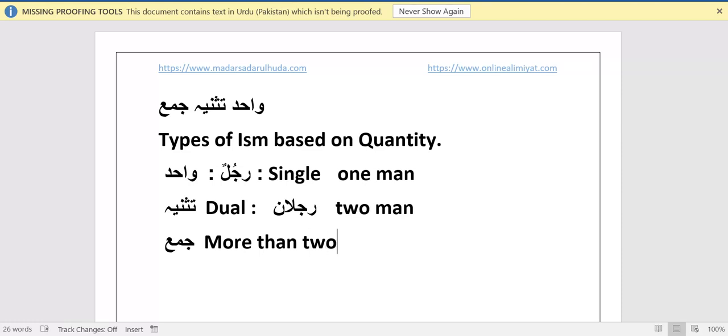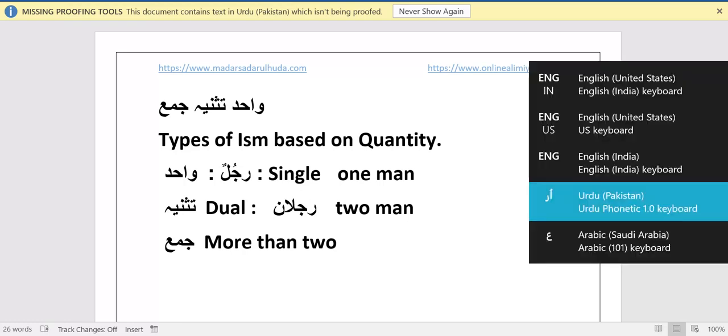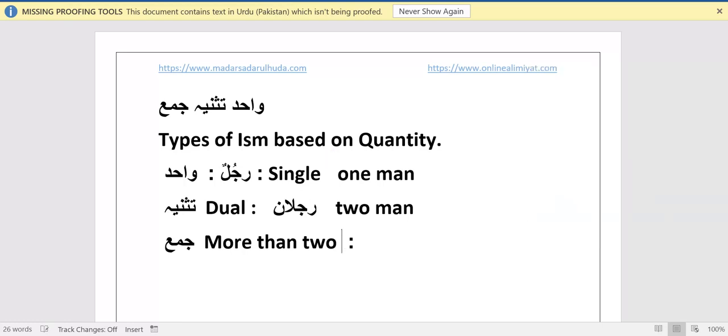Now, if you want to say more than 2 men, you can say Rijalun, which is the plural or Jama of Rajulun. Rijalun means more men.